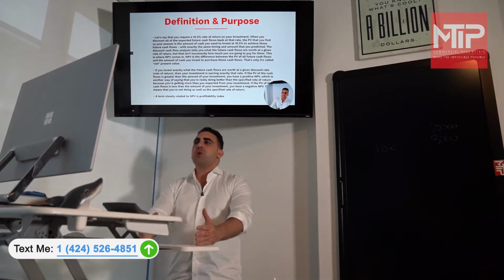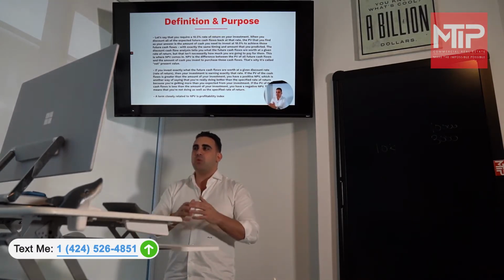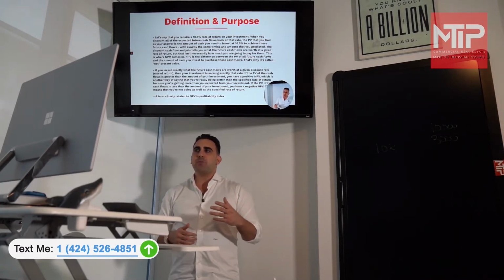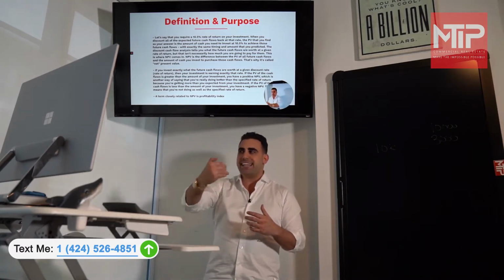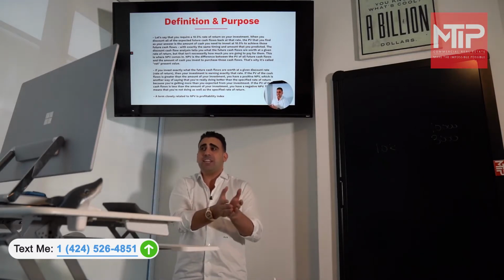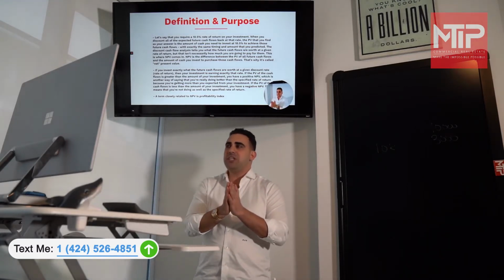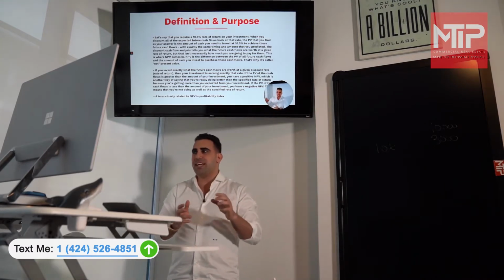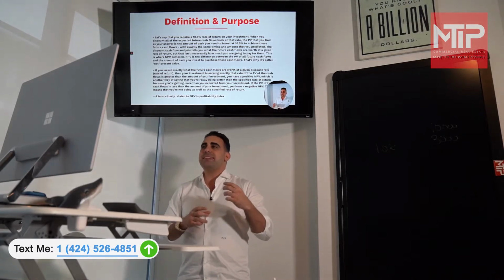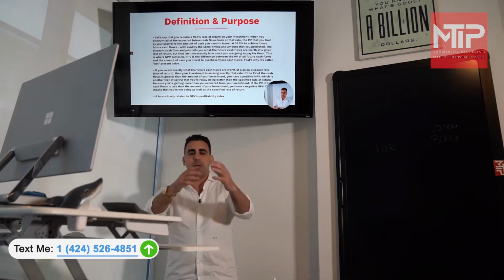So let's say you require a 10.5% rate of return on your investment, okay? When you discount all the expected future cash flows back at that rate, then the present value that you find as your answer is the amount of cash you need to invest at the 10.5% to achieve those future cash flows with exactly the same timing and amount that you had predicted. So what does that mean?